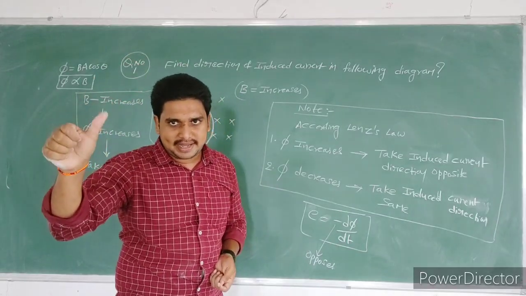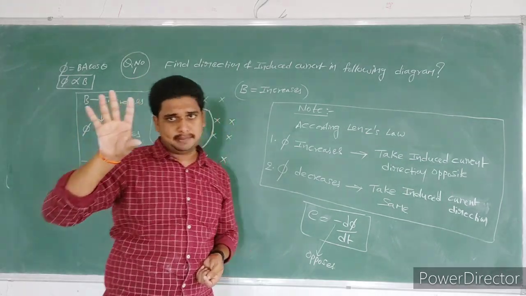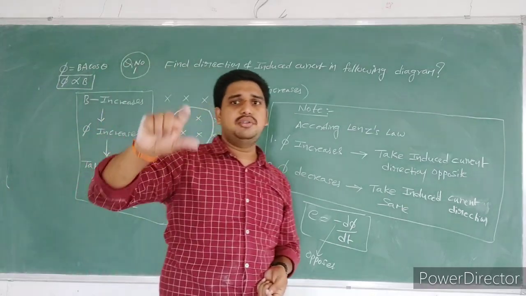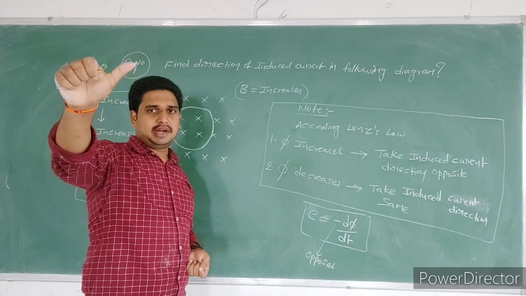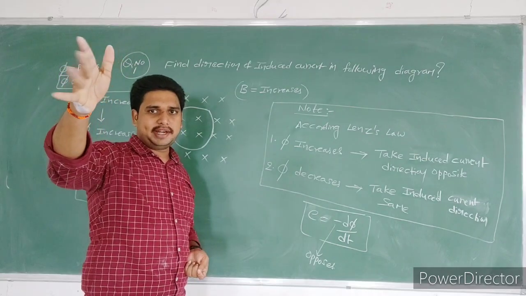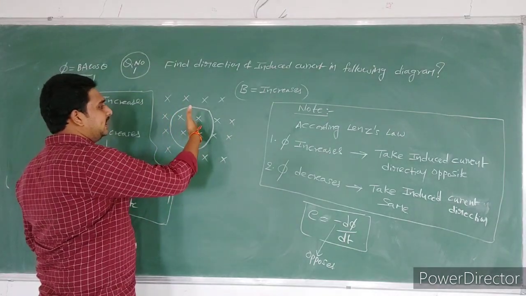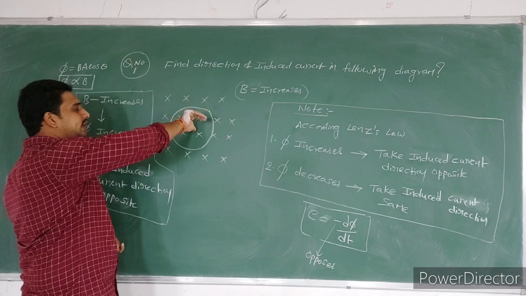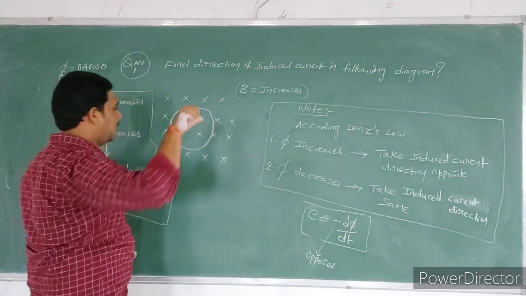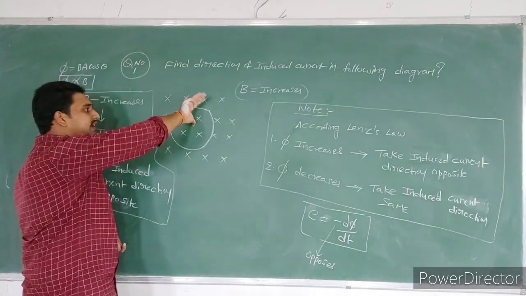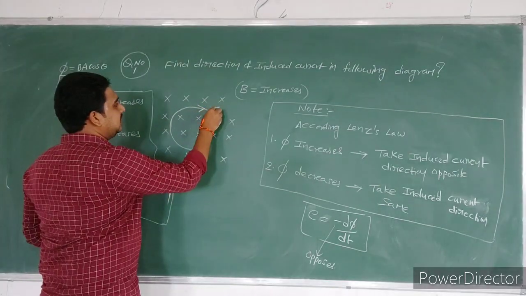Here the original current direction is different and the induced current direction is different. My dear students, keep it in mind. If you apply the right hand thumb rule, the thumb indicates the direction of current and the fingers indicate the direction of magnetic field. Here the direction of magnetic field is into the face. Then the thumb indicates the magnetic field into the face, and the curling fingers indicate the electric current direction. So this is the electric current direction.